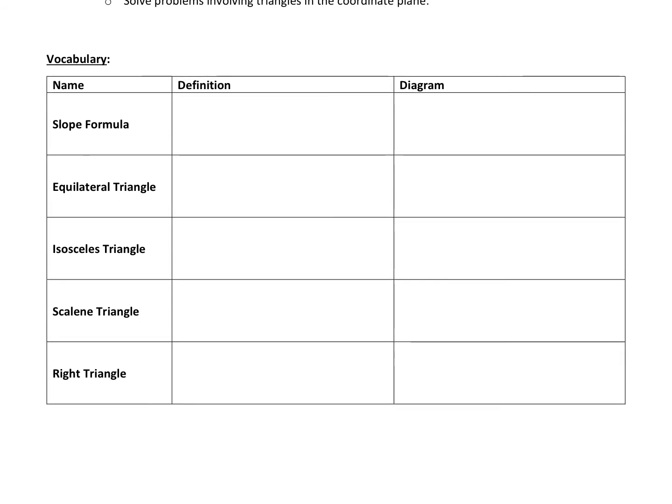So we need to get some vocabulary into our notes before we can look at some of these examples. So first we have our slope formula, and we'll get our definition and then the formula written down. So the slope formula is the ratio of the rise to the run, and you'll probably recognize the formula from algebra. It is y2 minus y1 over x2 minus x1. That's supposed to be a 2 right there.